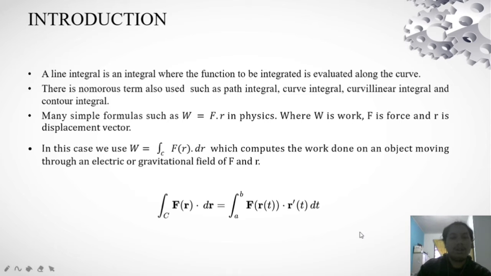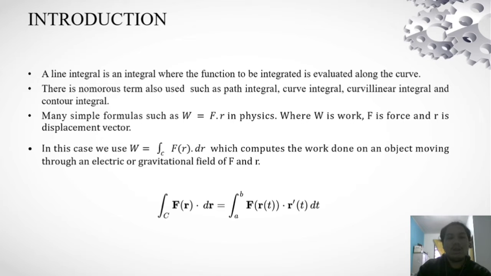For the introduction, a line integral is an integral where the function to be integrated is evaluated along a curve. There are numerous terms also used, such as path integral, curve integral, curvilinear integral, and contour integral. Many simple formulas exist, such as W equals F multiplied by R in physics, where W is work, F is force, and R is the displacement vector.